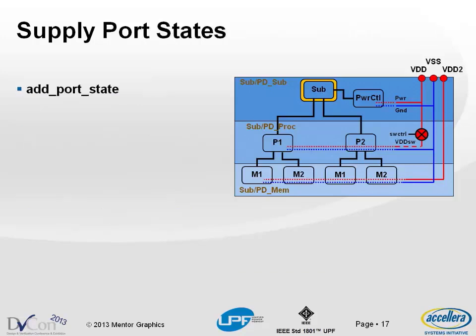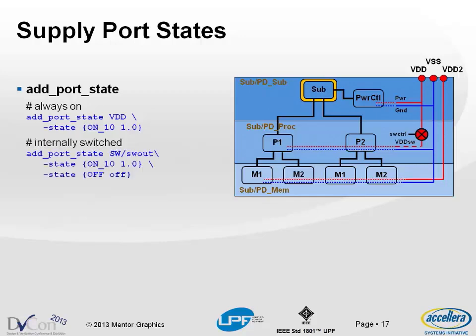Let's talk about the states of the supply ports now, which is getting to the next step of how do we know how the various parts of the design behave based on the state of the supply. So in this case, we've got an always-on supply, VDD, and we model it using add port state, which says, here's a name on 1.0 for a state of this supply port, VDD. And what we're saying is that it's on with a 1.0 volt supply.